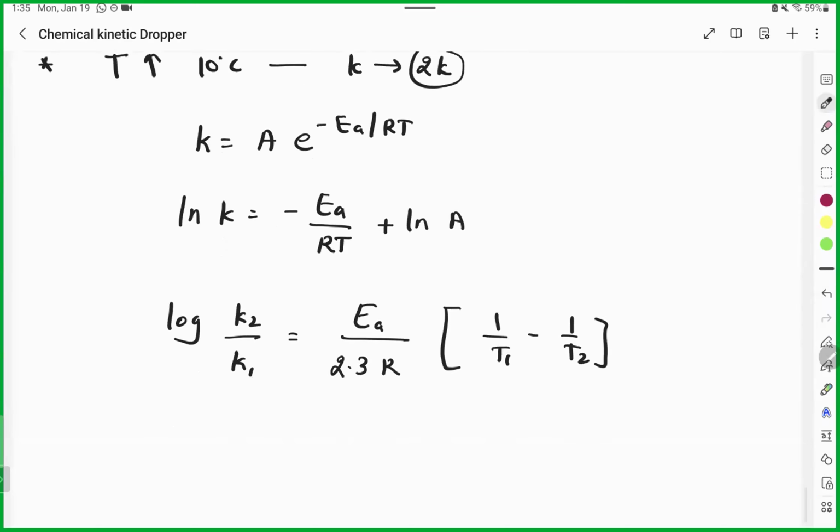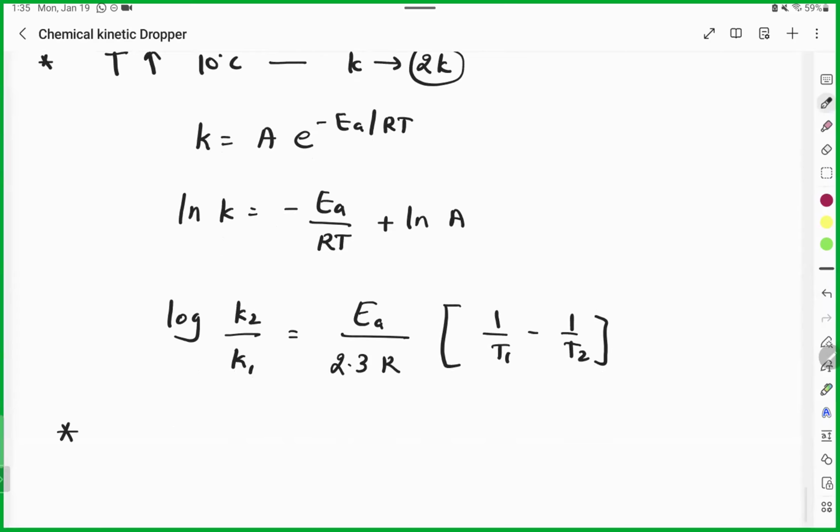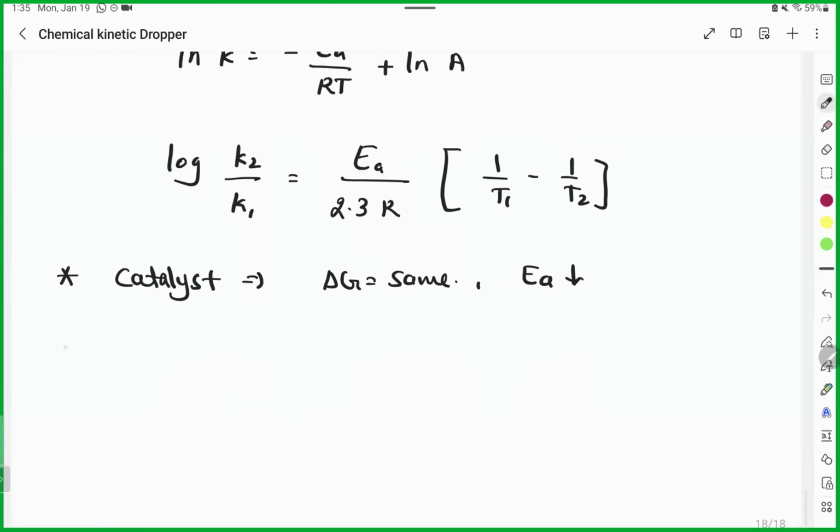If based on this you calculate your values, you have catalysts that increase the speed of reaction, but delta G will remain same and equilibrium remains same, but it will reduce activation energy.